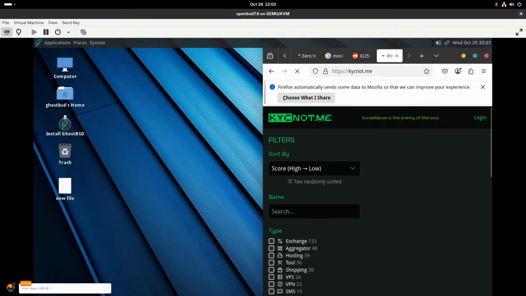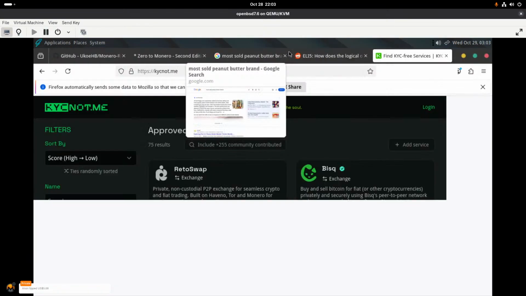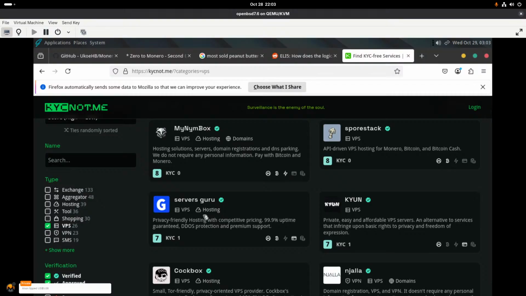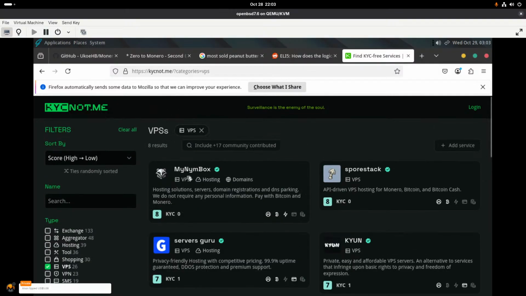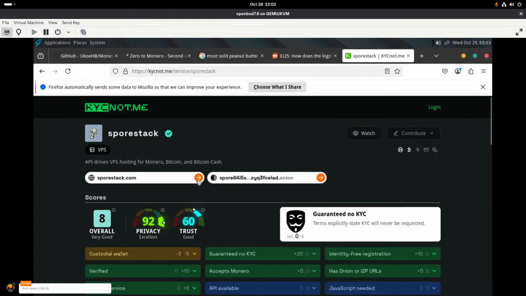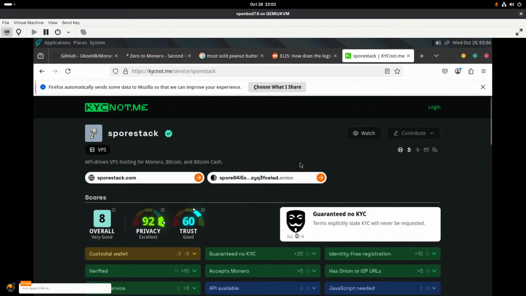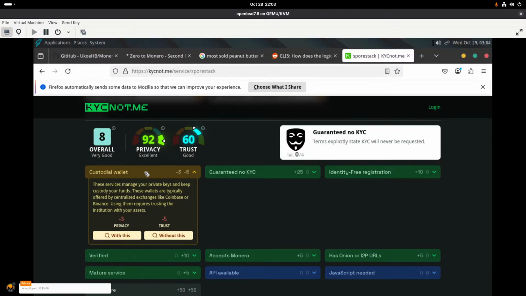If you want to stay away from AWS and anything centralized, I would look into Flux. A VPS that accepts Monero would be the best option, but you have to remember they have no legal obligation to you. I've heard really good things about SporeStack. They have good privacy, but their trust is not there. Their terms explicitly state KYC will never be requested. The service manages your private keys and keeps custody of your funds. These wallets are typically offered by centralized exchanges like Coinbase.